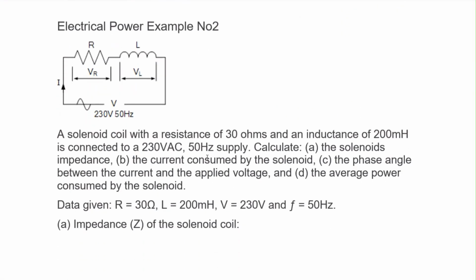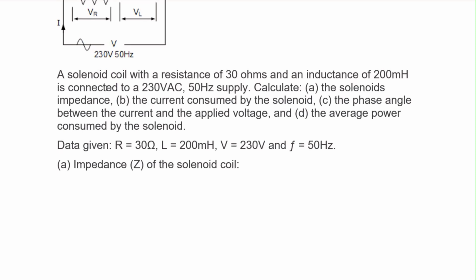Electrical power example number two. So here there is a situation given. One resistance and one inductance are connected in series, and a 230 volt 50 hertz supply has been applied on that. So that is causing current I in the circuit. So here is the question.